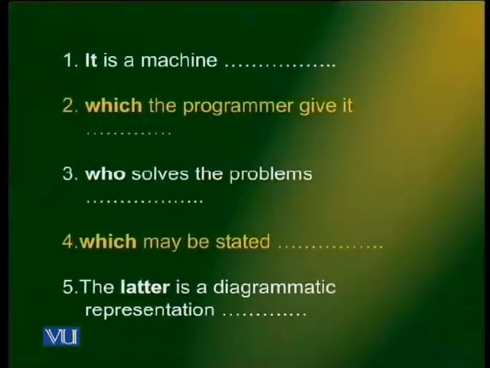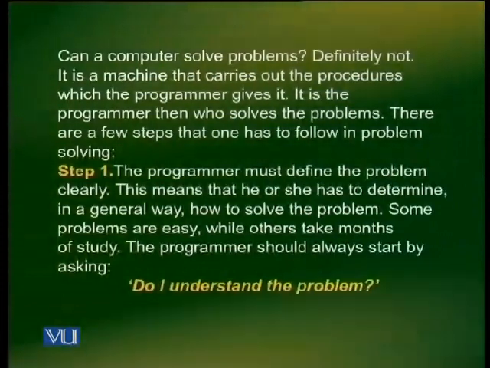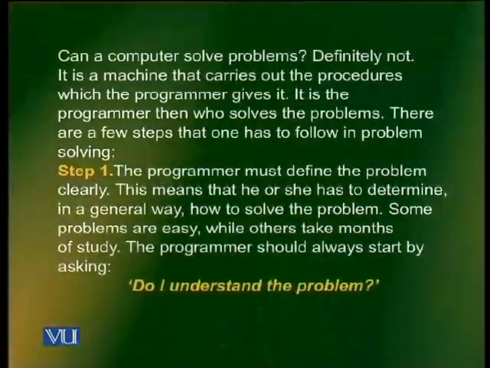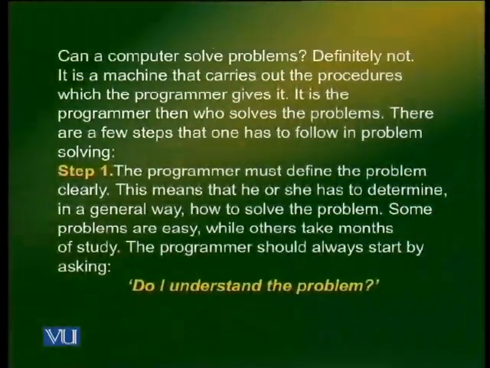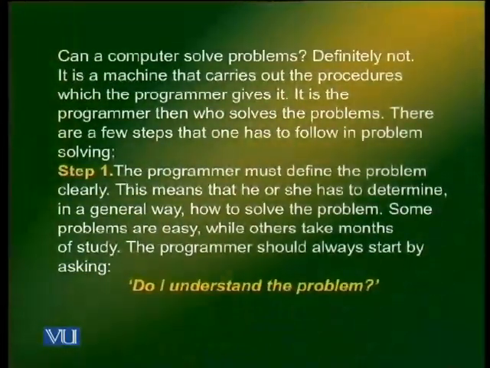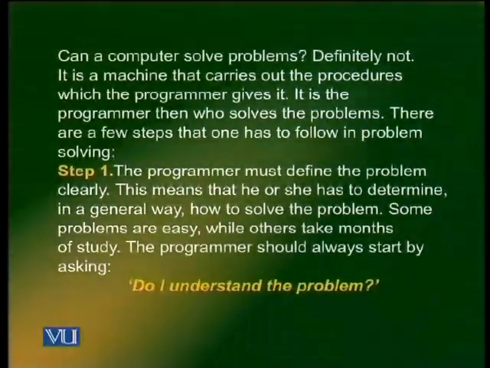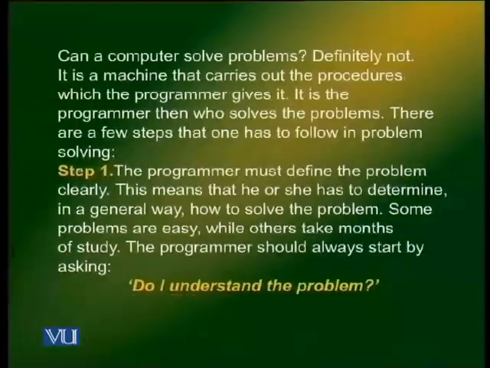Number 1. Look for a word in paragraph 1 where it says, it is a machine. And what does it in this phrase refer to? It is a machine, and it refers to the word computer in paragraph 1. This line occurs in paragraph 1, but you have to tell what the word it refers to. It refers to the word computer.